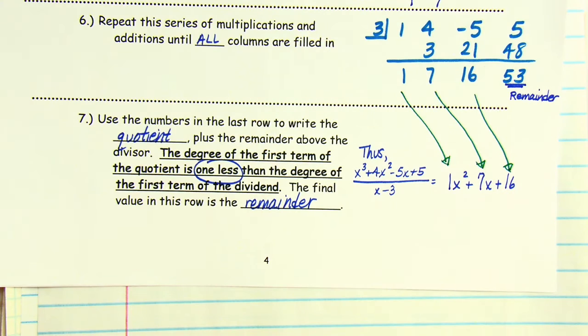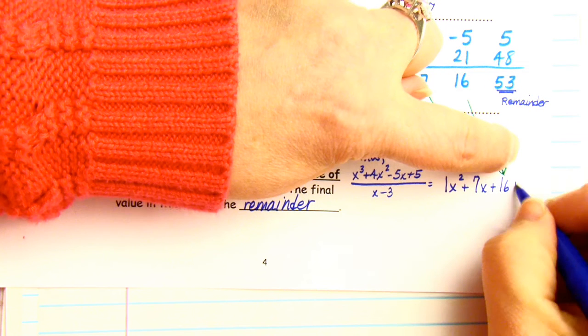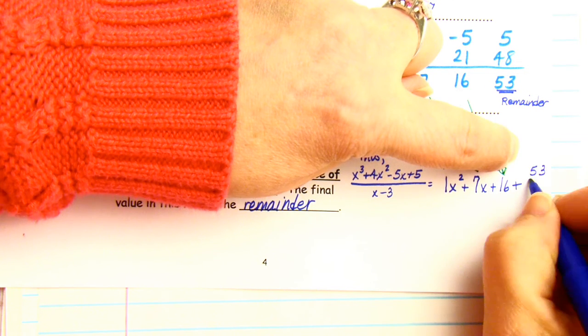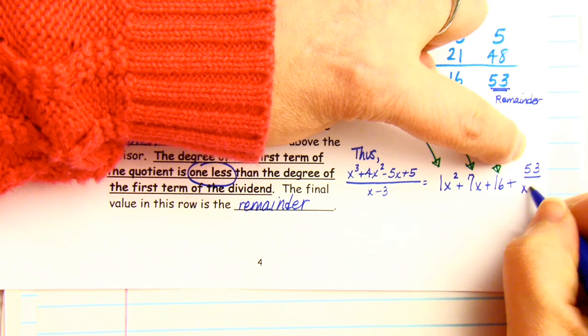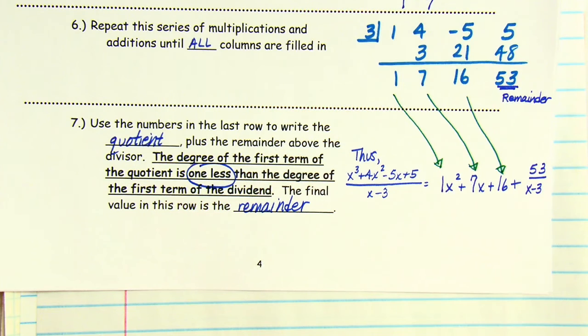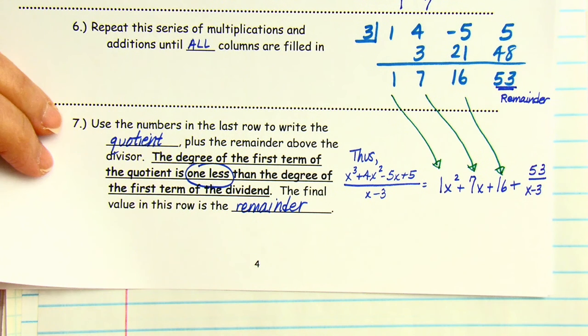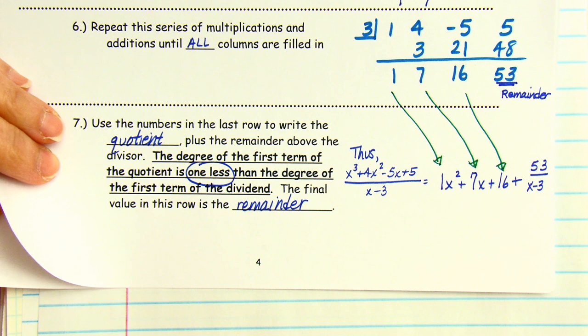The remainder is 53. I always write it as plus, and then I put the remainder 53. It's not going to be a polynomial, but you do write it over your polynomial x minus 3. And that's pretty much it with synthetic division. But it is important that you check the arrangement of the terms and you properly identify what this value of c is. Okay, so there's one more example. If you like, you can pause the video and try to do it on your own.